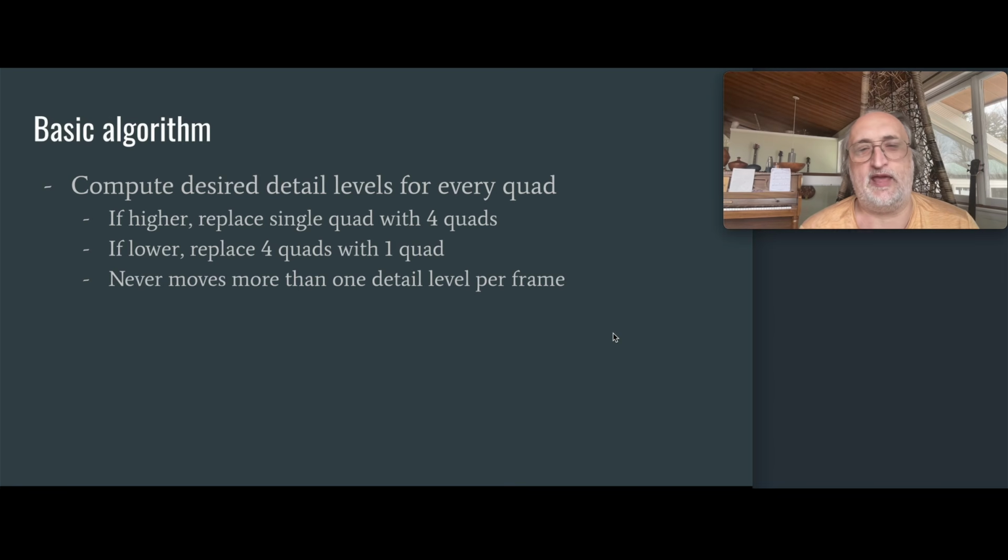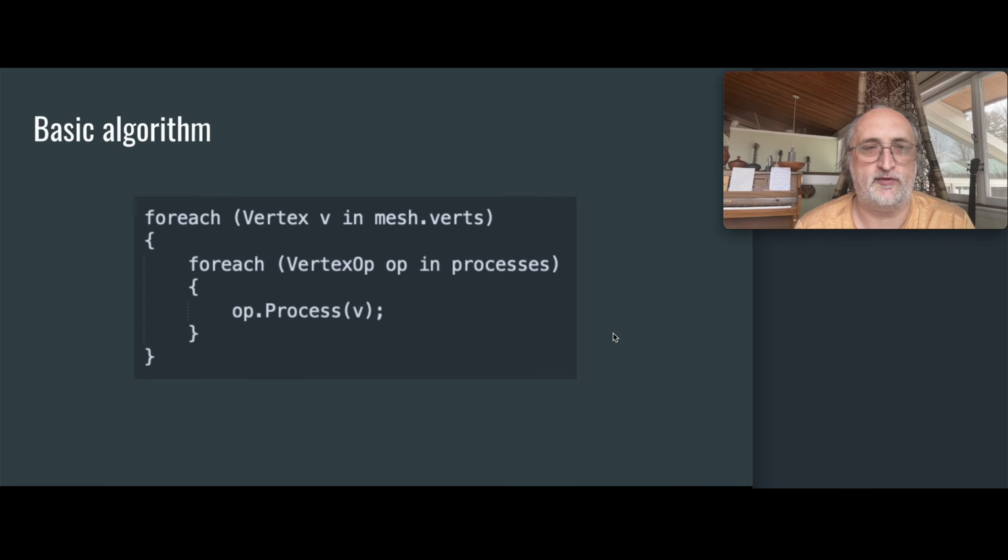And in this case, because of the amortization, they basically never computed more than 1 level change at a time, but also you never jump more than 1 detail level in a distance, so you get this kind of gradual fade out of the quads.